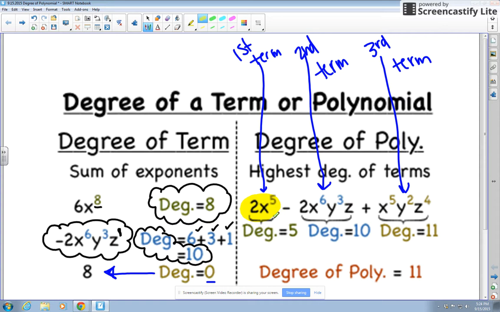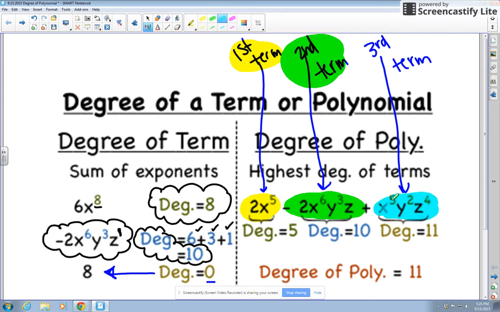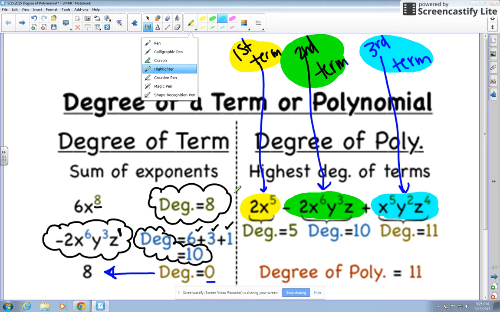So right here, our yellow, 2x to the fifth power, is our first term. And then we have 2x to the 6, y to the third, z as our second term. And then we have x to the fifth, y squared, z to the fourth as our third term. Okay, so we can identify each degree for each term. So we'll start with the first one. We know that the exponent is 5, so our degree for that first term is 5.